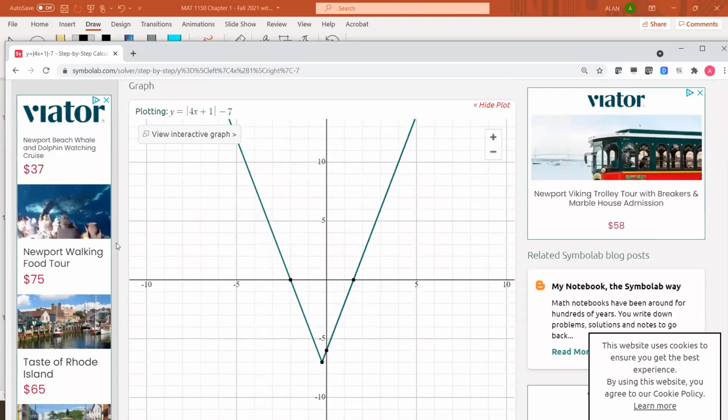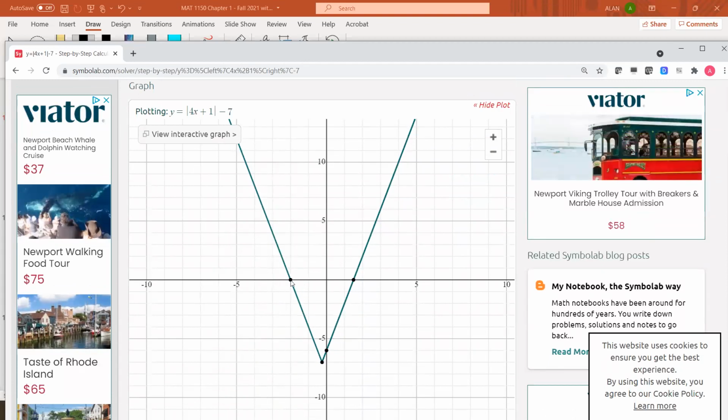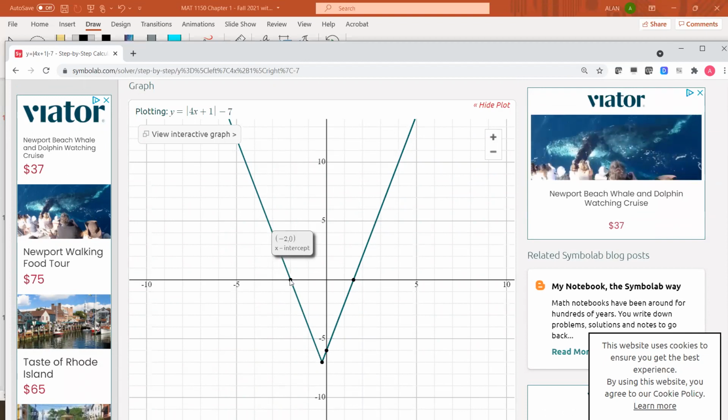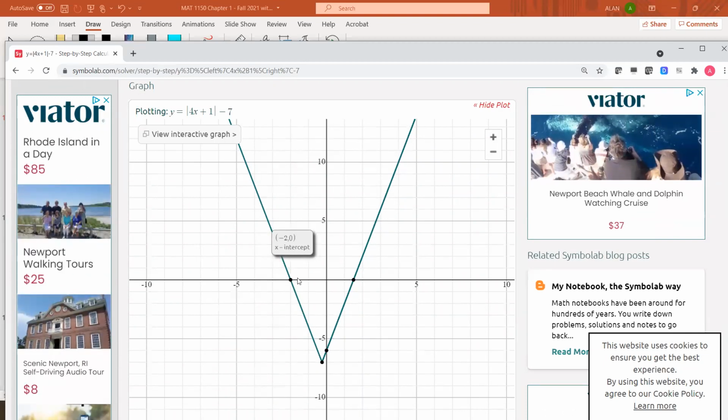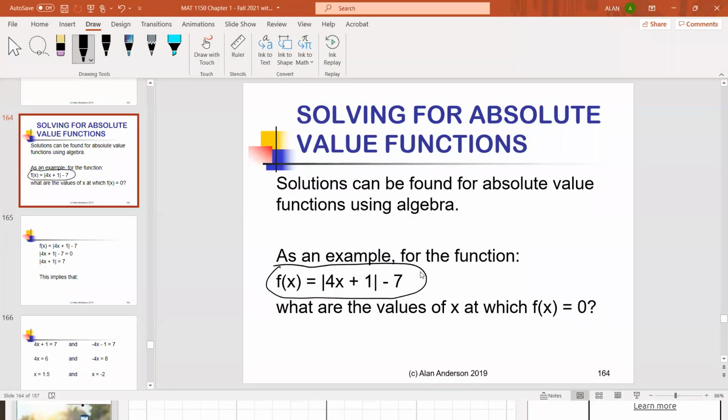Now, when we say the solutions, if we're looking for the solutions of this function, we're of course asking for the points where the function crosses the horizontal axis. So this intercept, as you can see, is -2, 0, and this one is 3/2, 0. So the two solutions, by cheating a little and looking at a graph, are -2 and 3/2. But why don't we do this algebraically?